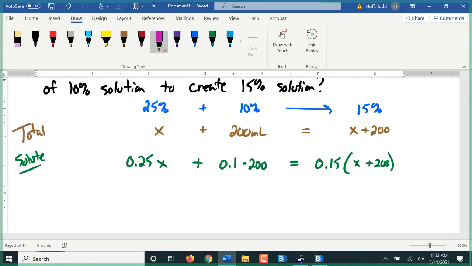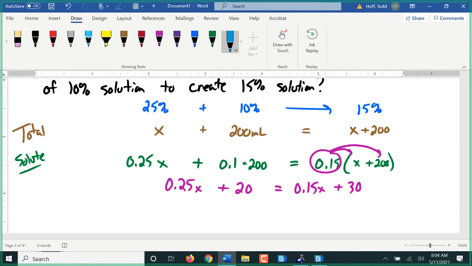Now we can combine. 0.25 times X is just 0.25X. 0.1 times 200 is just 20. On the right side, 0.15 times X is just 0.15X. 0.15 times 200 is 30. Now we have an X on each side. We need to get rid of one. I'm going to subtract the 0.15X as the smaller one. So I have 0.1X plus 20 equals 30.